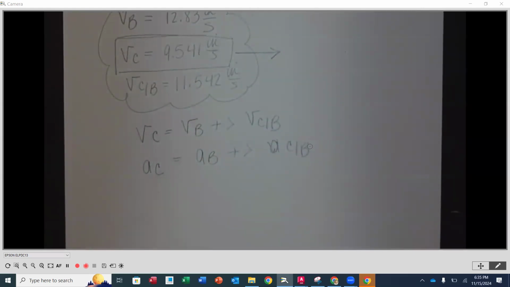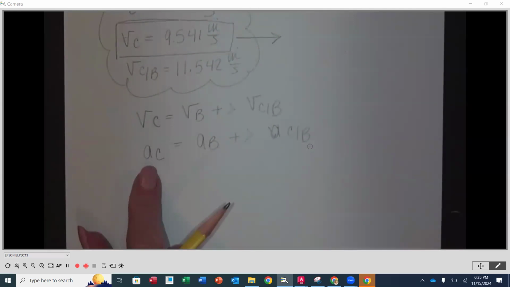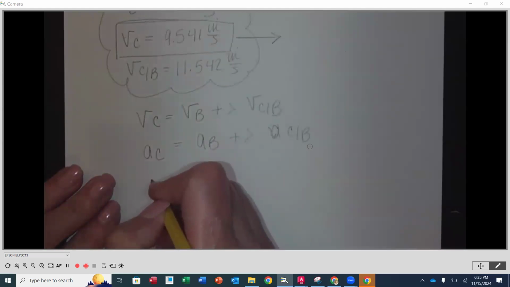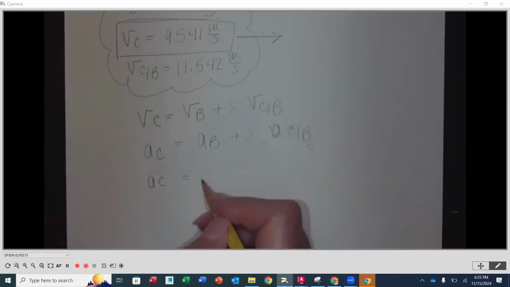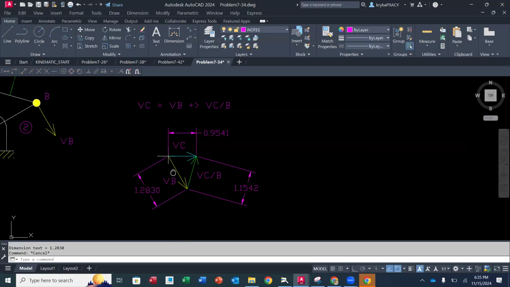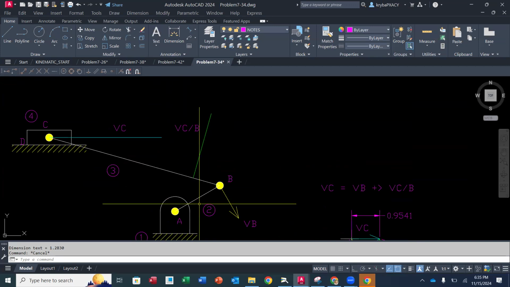Okay. Now looking at our motion here, the acceleration of C is that saw blade. It is a slider. It will not have a tangential or a normal component. So this is going to just be acceleration of C down here. Okay. The acceleration of B, we look back, B is on link number 2 and it is rotating around a fixed center. It will have a tangential and a normal. And then the same thing for the acceleration of C relative to B. That's going to have a normal and tangential as well.